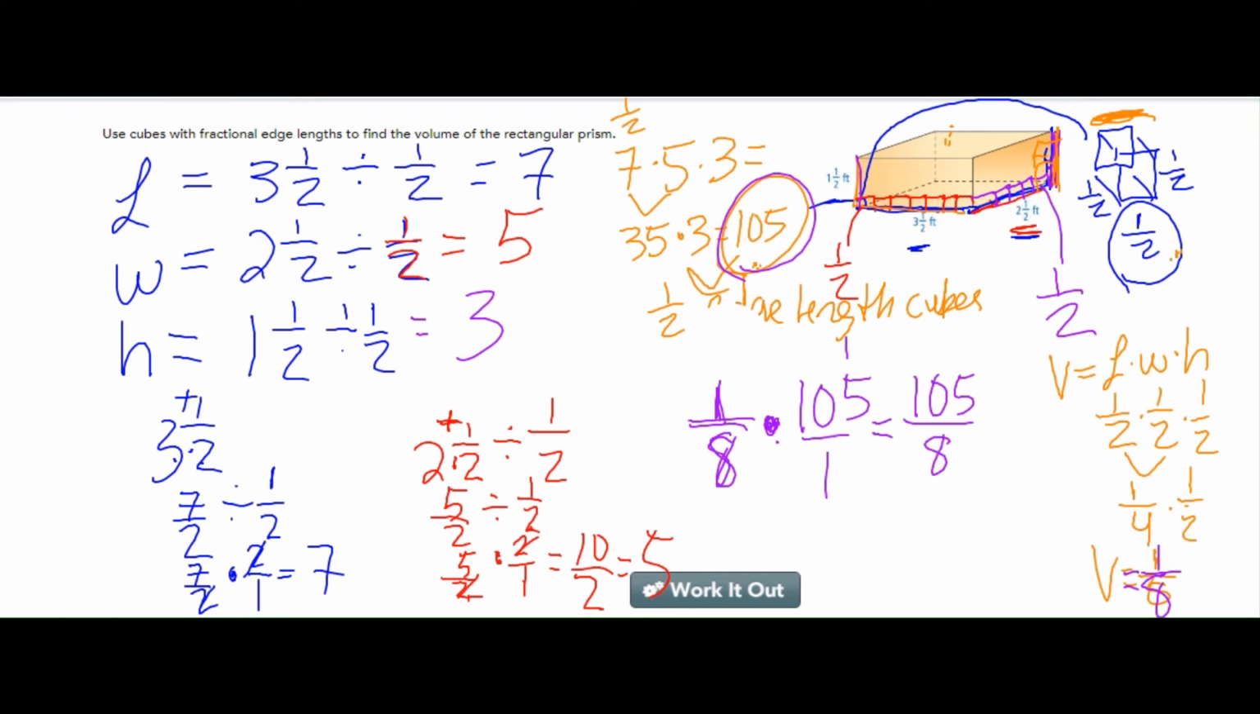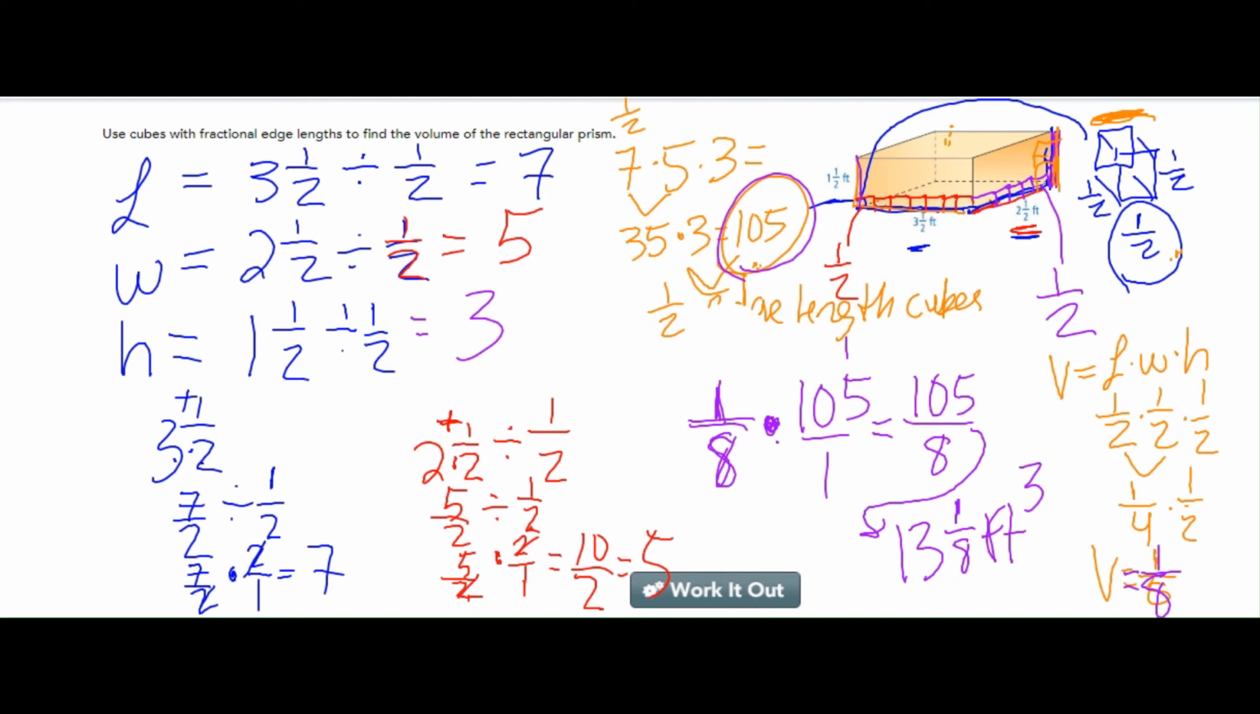And then you have to divide 105 divided by 8. It's going to be 13 and 1 eighth feet cubed. Standard long division, drop the top number out. 8 goes into 10 one time. You have 2 left over. Bring down the 5. 8 goes into 25 3 times, and then you have 1 left over.